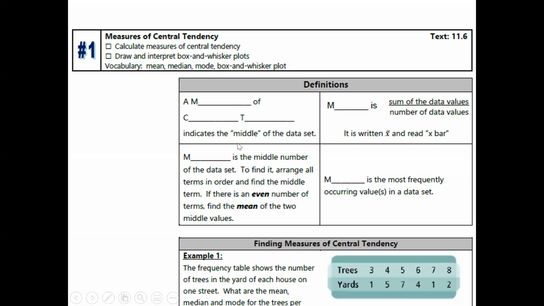Okay, so we're going to take a look at the very beginning of this part right here, and we're going to fill in the blank. The first part says a measure of central tendency indicates a number that's in the middle. So the median is the middle number of the data. The mean is the sum divided by the total number of data, and the mode is the most frequently occurring. So just keep that in mind, you guys.